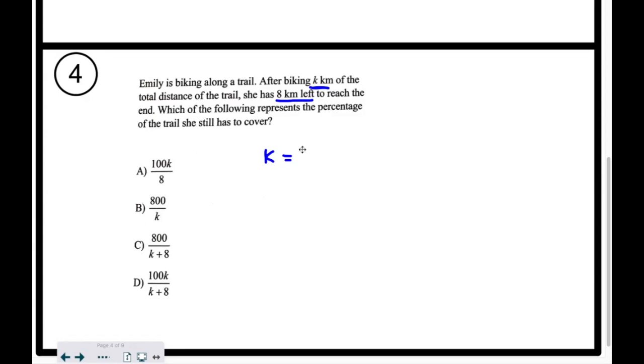So what I did was I made K 2, because if K is 2, after biking 2 kilometers of the total distance, she has 8 left. Well, if she biked 2 and has 8 left, that's a total of 10. That's why I chose 2, because 10 is a nice, easy number to work with when we're dealing with percentages.